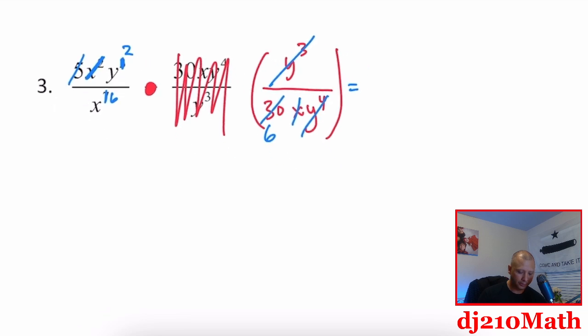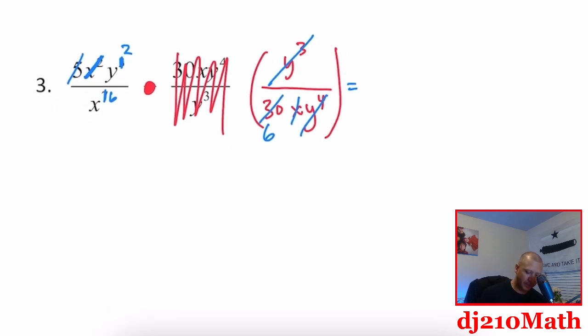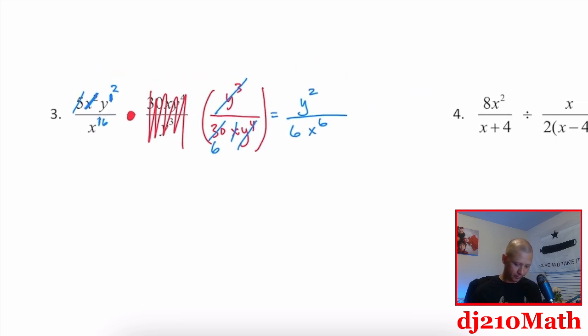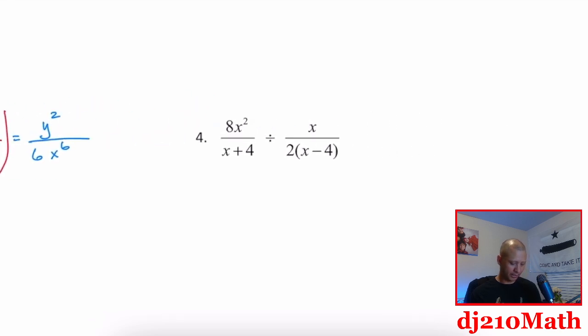Okay. Put it all together. Can we see through the chicken scratch? This is going to be what's left up top. Y squared over what's left in the bottom. There's a 6 and x to the 6th. Right, it was this guy, and this guy. Okay. Number 4. Is the last one? All right, it's the last one.